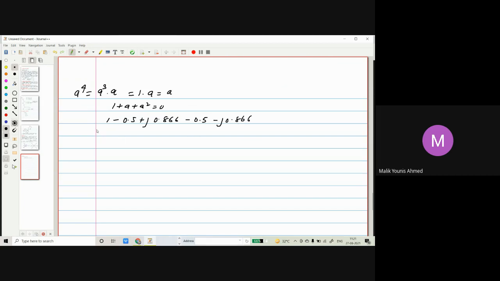If you take the left hand side of this one, we have taken this as LHS. We have substituted the values of a and a square that we already got. So the j terms get cancelled, and the real parts, 1 minus 0.5 minus 0.5, will be 0. So very clearly, if we have the identity 1 plus a plus a square, that quantity should be treated as 0.